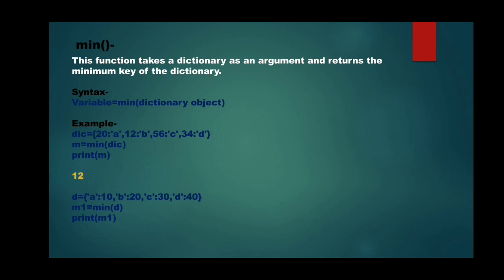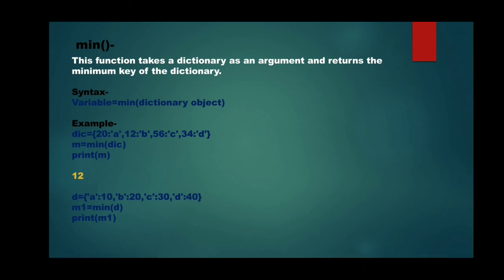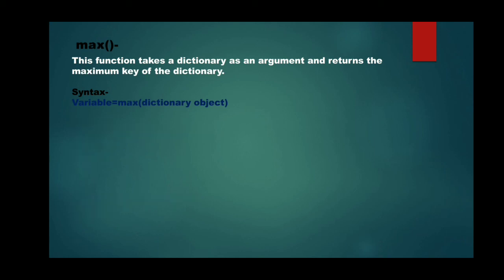Now if the dictionary keys are alphabetic, that is strings, then the min function can also be applied. The sum function cannot be applied on non-numeric keys, but the min function can be applied. So when I have written m1 is equal to min d, what is the smallest key? That is a, because in the case of a string, it finds the smallest and largest on the basis of their ordinal values, that is, ASCII codes.